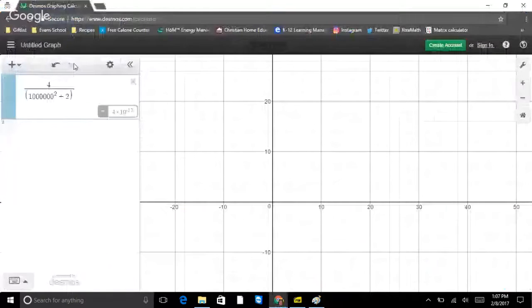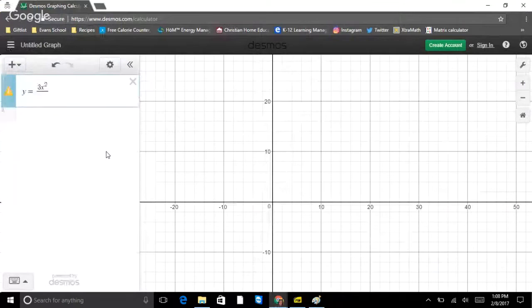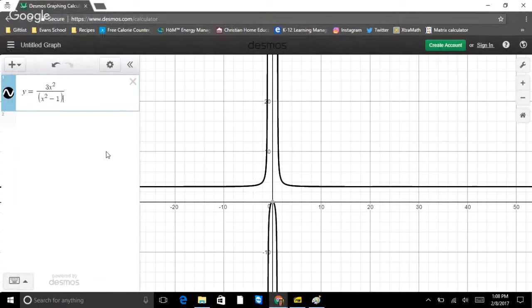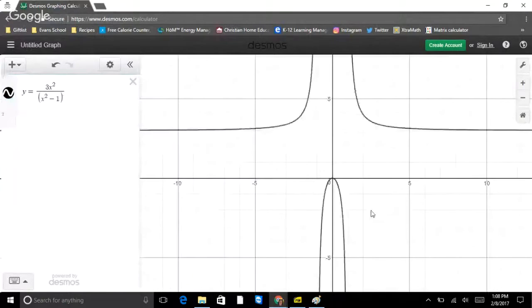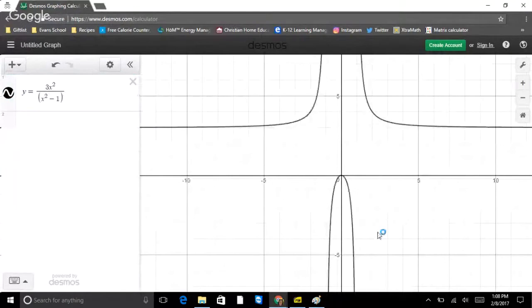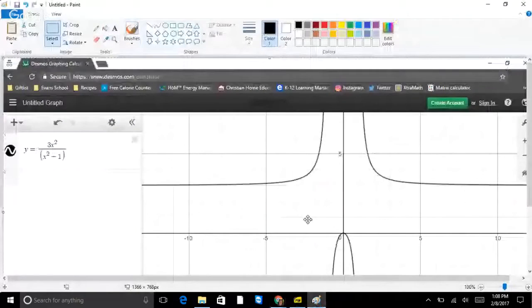So I have another graph, another example. We have y equals 3x squared divided by x squared minus 1. Check out this graph. Let's zoom in a little bit here. This graph has a couple of different asymptotes on it. So let me print screen and move that over to here so we can do some drawing on it, okay?